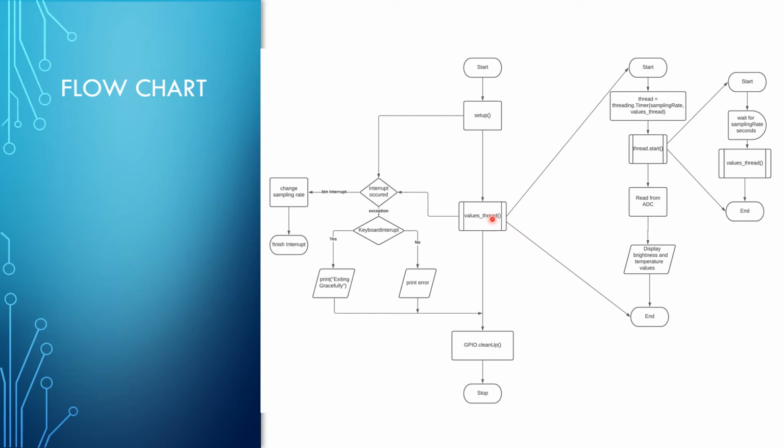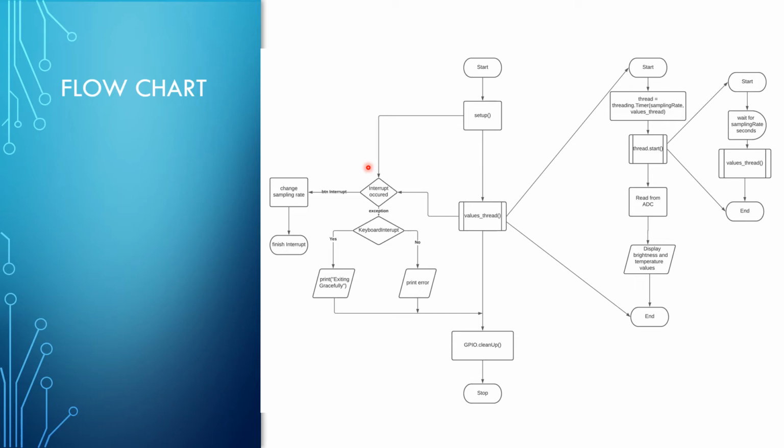But for the time being, let's focus on the left side. So on the left side is our interrupt handling logic. Basically, we have three types of interrupts. The first one is if we press our button to toggle or change the switch. If that happens, all we're going to do is change the sampling rate, and then we finish handling the interrupt as it is. Aside from that, we can have a situation where we want to close our program.